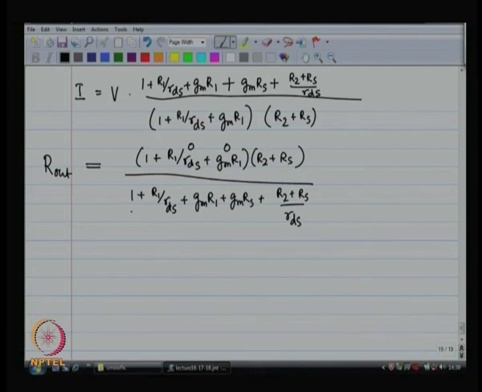Denominator: 1 plus 0, 0, GM times RS plus R2 plus RS by RDS. So that is approximately equal to R2 by RDS. So you have got R2 by RDS in the denominator and R2 in the numerator. So your net is equal to RDS. Okay, so this is another check.